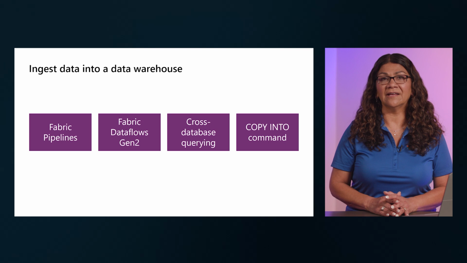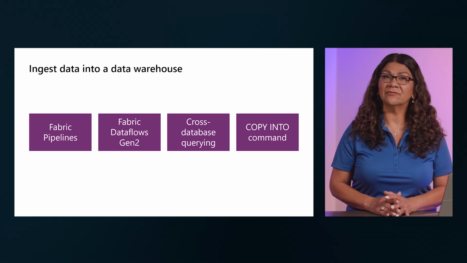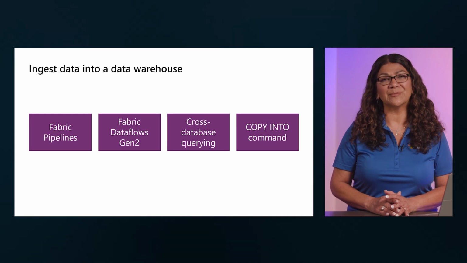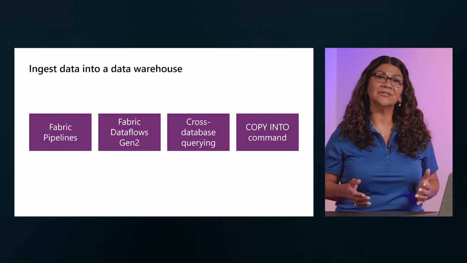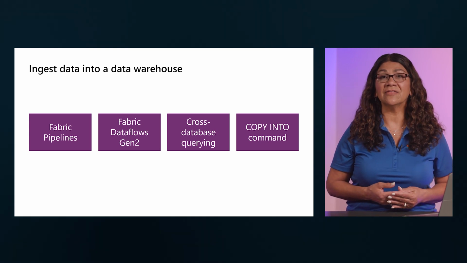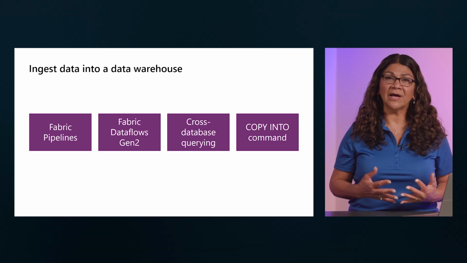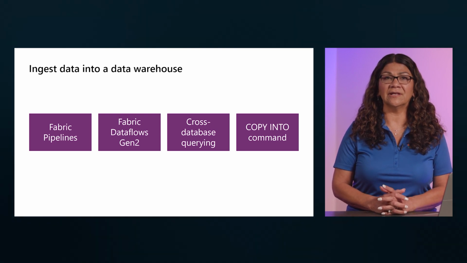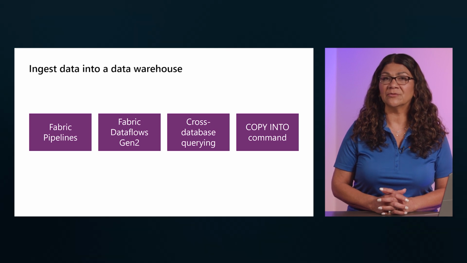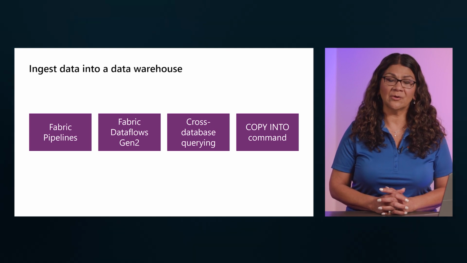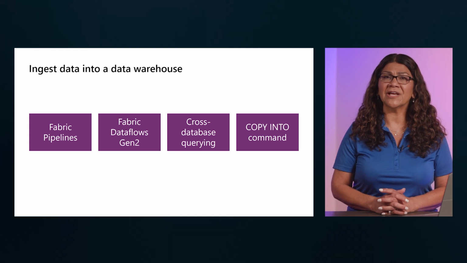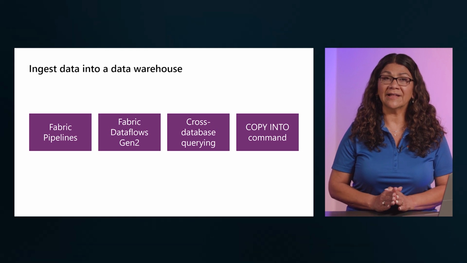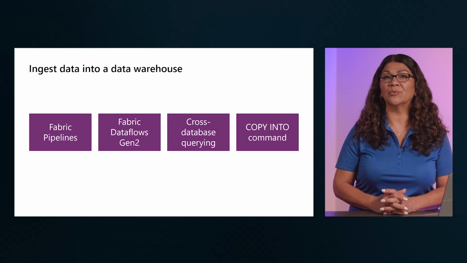To ingest data into a data warehouse, you can leverage various tools and features provided by Microsoft Fabric, like pipelines, Dataflow Gen 2, cross-database querying, and the COPY INTO command. Pipelines are used to orchestrate and automate data workflows, including data ingestion, transformation, and loading into a data warehouse. It offers rich out-of-the-box data orchestration capabilities to compose flexible data workflows that meet enterprise needs.